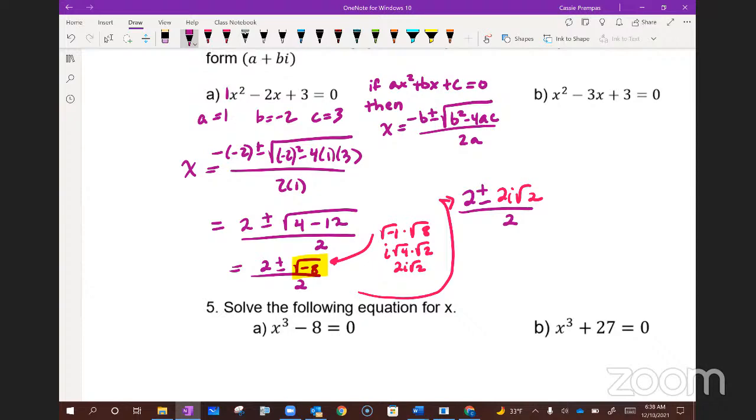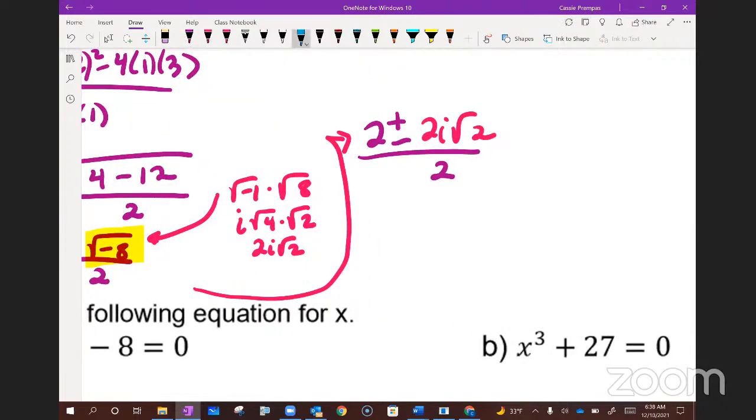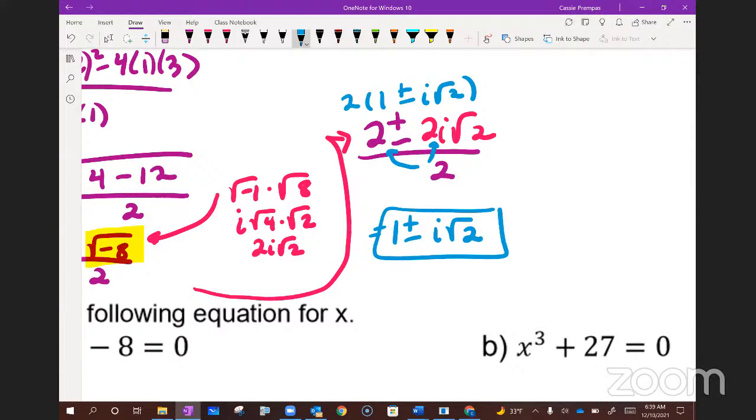And then yes, you are right. We can simplify that because the denominator goes into both terms evenly. Remember, you can only reduce factors. So if I technically factored this out, it would be 2 times 1 plus or minus i root 2. And that's why we can reduce the 2's. So it becomes 1 plus or minus i root 2. And that is my answer.